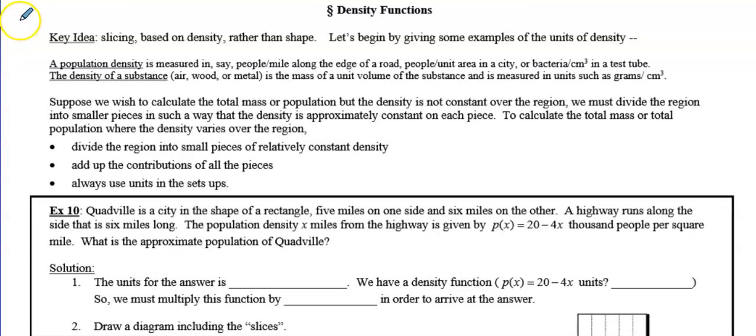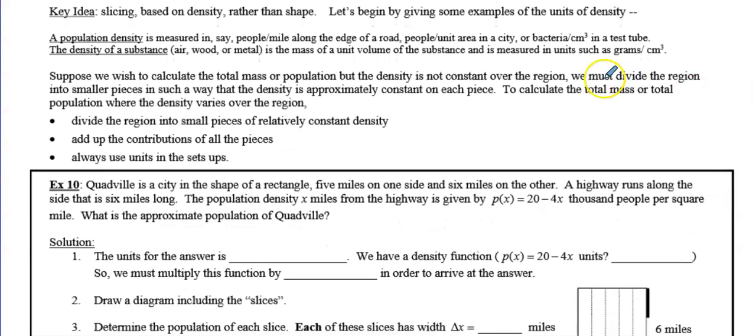We're still in lesson number 32, where in this video we're going to talk about density functions. The key idea here is that we're going to be slicing based on density rather than shape. And if you look at some of the examples that we give here in the notes, population density is a really big one that we do.